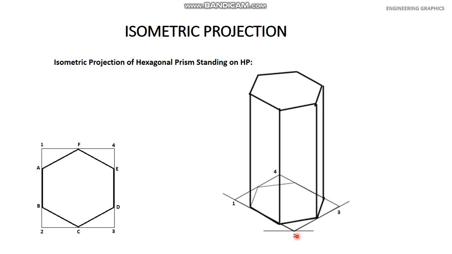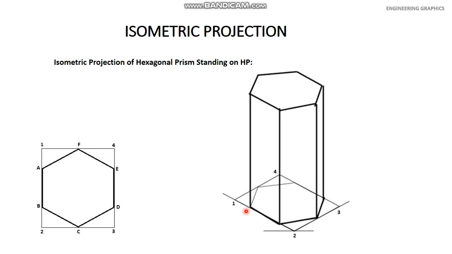Take a line 2, 3 and line 2, 1 at an angle of 30 degree with the baseline. Parallel to these two lines, draw two more lines, this and this, and you can draw a rectangle here. In this rectangle, draw a hexagon similar to the hexagon which is shown here in the orthographic view. This is orthographic view and this is the isometric view.